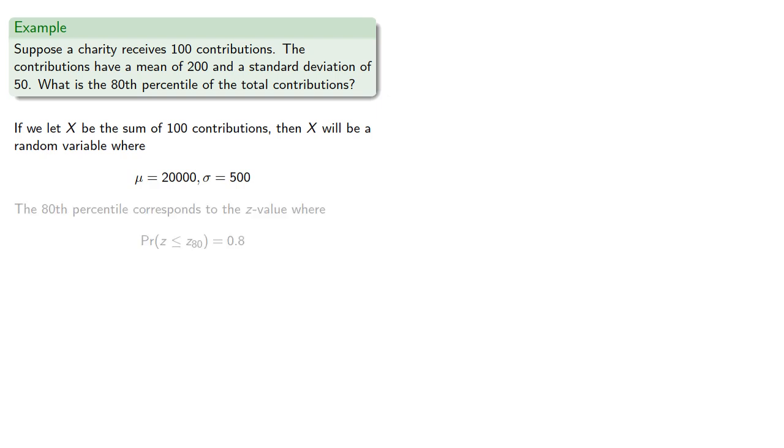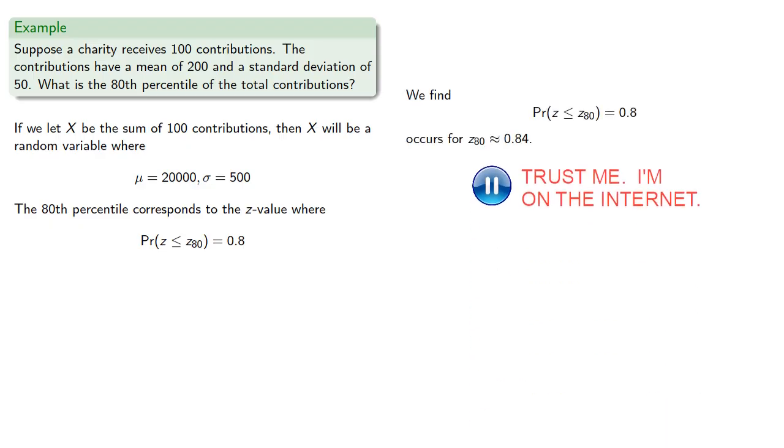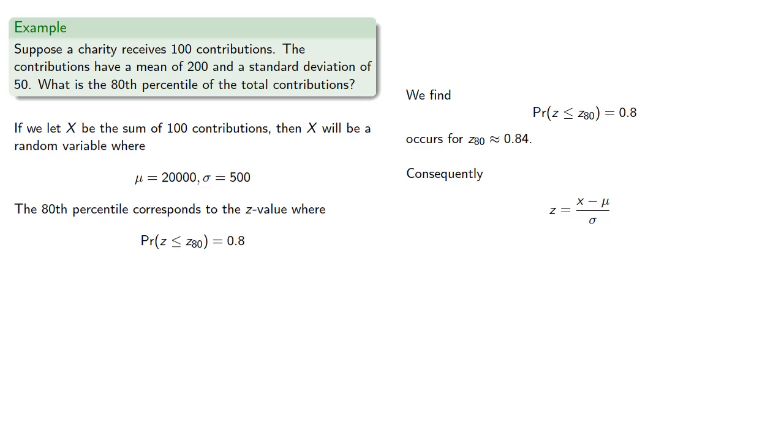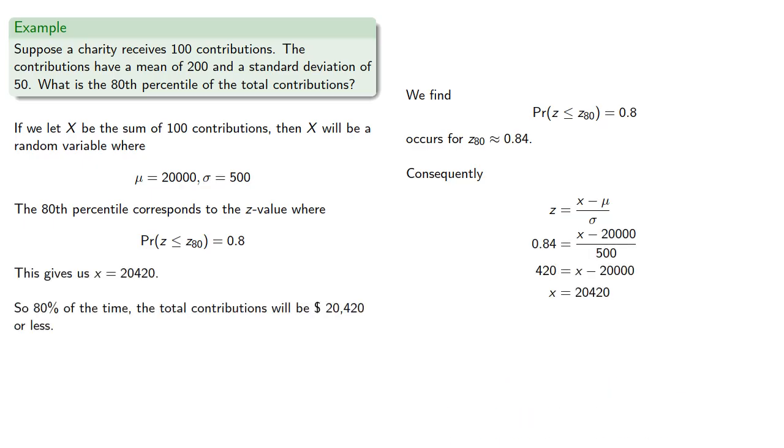The 80th percentile corresponds to the z-value where the probability is 0.8. From our table, we find that this occurs at... and we'll convert that z-value back into an x value, which will be... and so 80% of the time, the total contributions will be 20,420 or less.